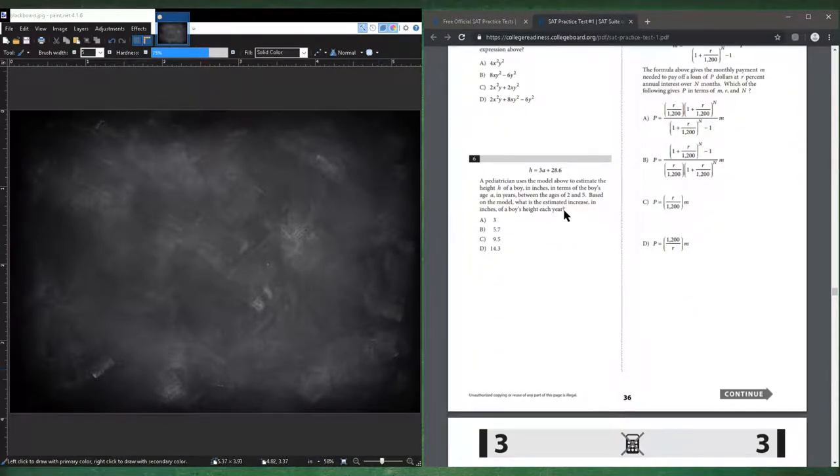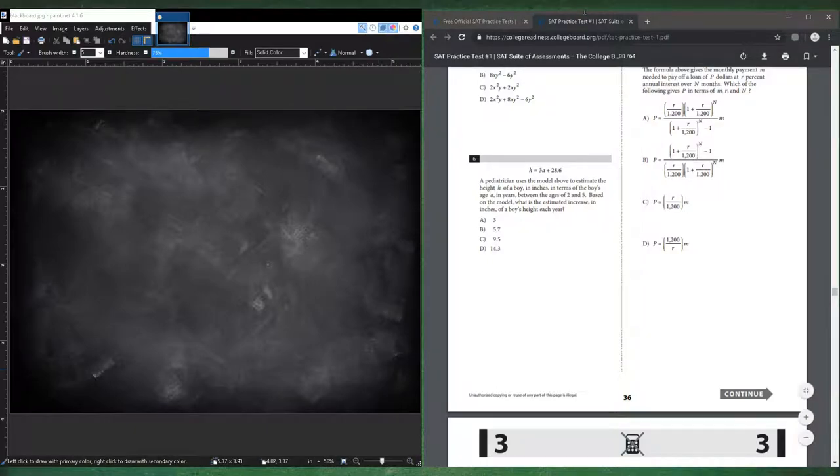Question 6. A pediatrician uses the model above to estimate the height H of a boy in inches in terms of the boy's age, A in years, between the ages of 2 and 5. Based on the model, what is the estimated increase in inches of the boy's height each year? So it says the estimated increase of each year.